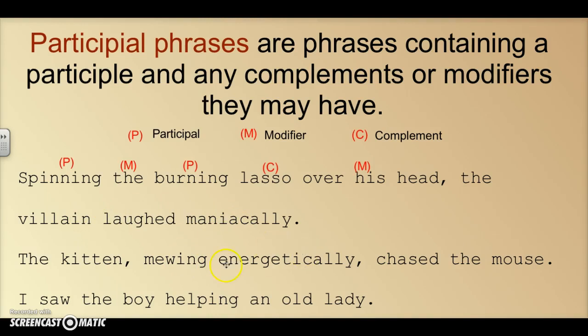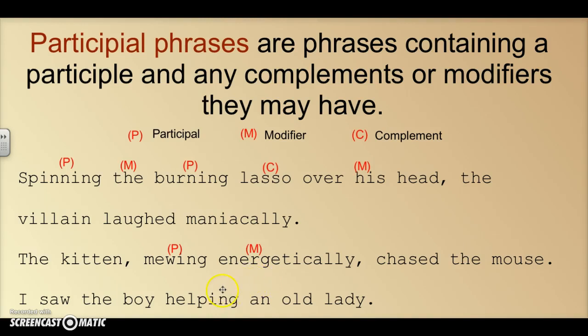Next sentence, the participle is going to be mewing, describing kitten, further detail there. And there is no complement because the mewing is not being done to anything. However, how it is being done is energetically, so that is a modifier.